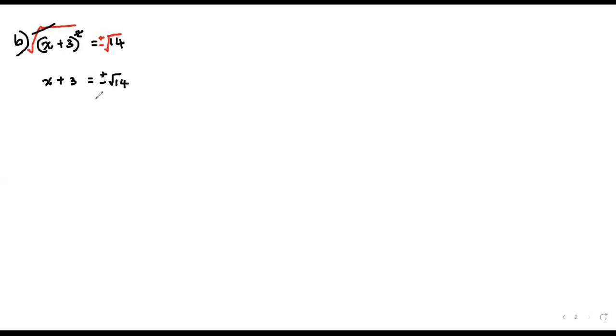Okay, now for this one, since 14 is not a perfect square, it's not easy for us to know the square root of 14. But if we use a calculator, or if we use a square root table, we can know the square root of 14. Let me show you how to get the square root of 14.